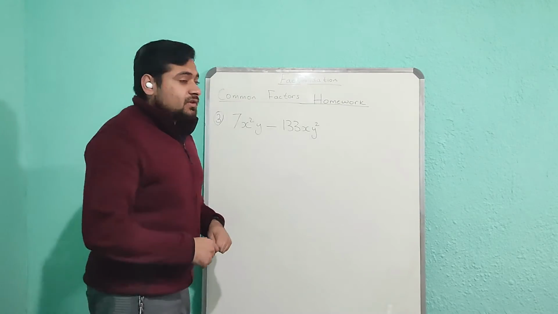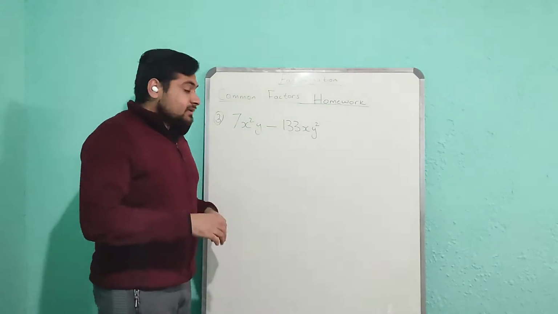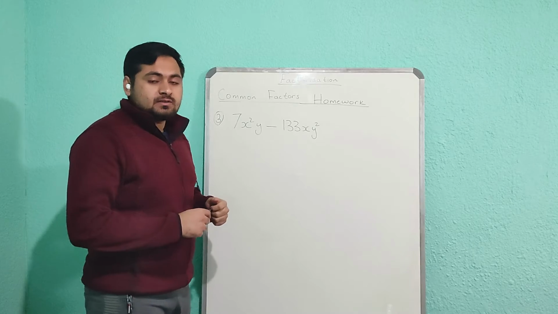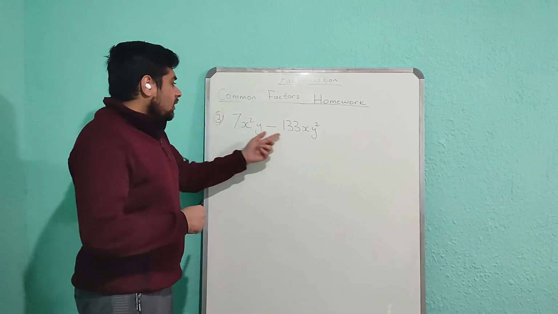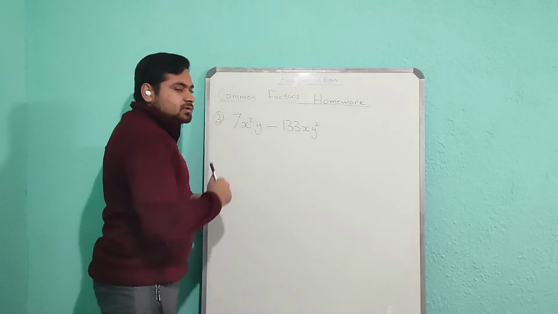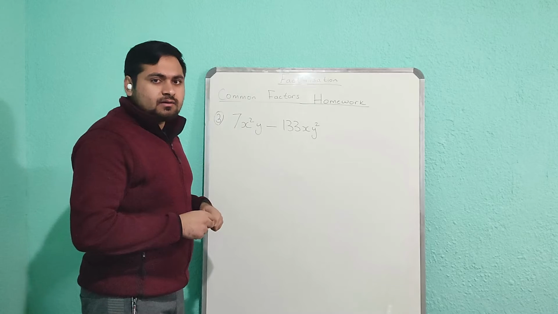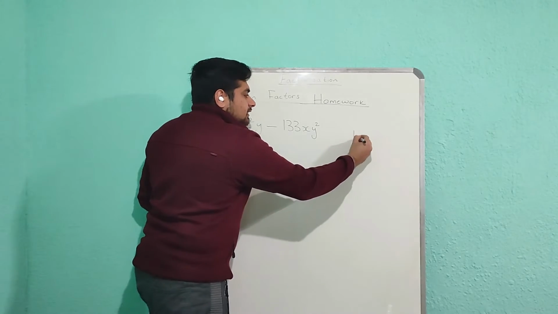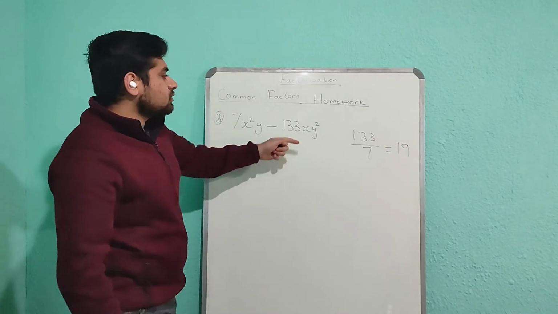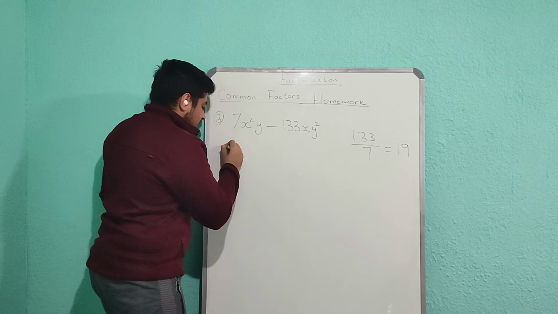Let's move on to question 3. Question 3 says 7x squared y minus 133xy squared. We can already see x and y are our greatest common factors. But in terms of 7 and 133, what is our greatest common factor? First, both are odd, so there should be a common divisor, right? But first, let's try with the 7. So 7 goes into 7 once, because 7 times 1 is 7. Now, how many times can 7 go into 133? That's 19, because 133 divided by 7 gives us 19. So 7 can go into 133 19 times. So our greatest common factor in this term is 7.